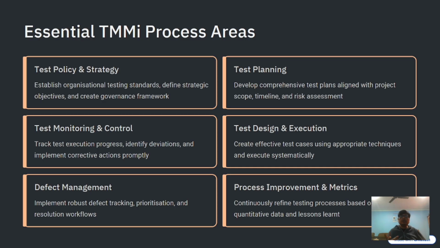Risk assessment. Find out the risks from the testing perspective. Identify those risks. Identify a mitigation plan for those risks. Highlight those risks. Then test monitoring and control. Track the test execution progress. Identify deviations and implement corrective actions promptly.